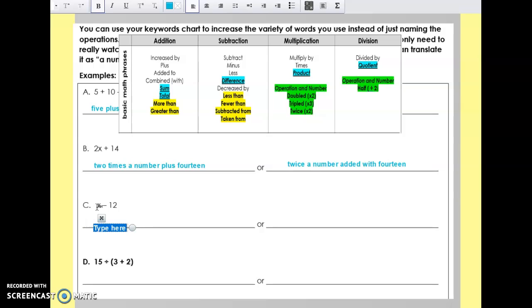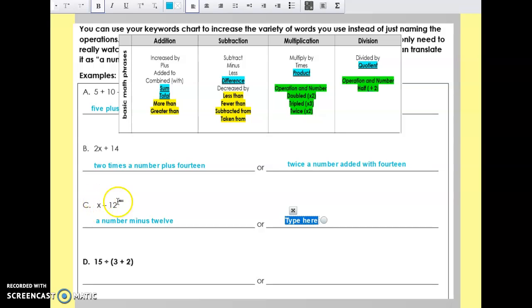All right, we have another one down here for C, x minus 12, or a number minus 12. So again, you can keep it basic, just type it down how you see it and how you'd read it. To kind of switch it up, another word for minus would be subtract, less, difference, less than, fewer than.